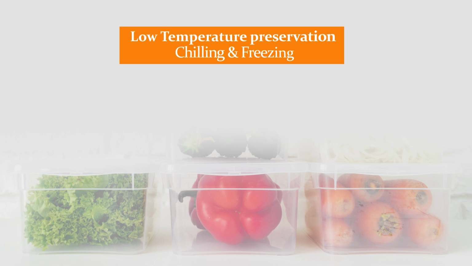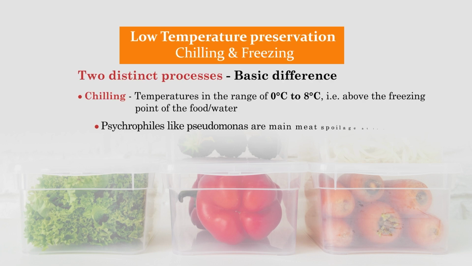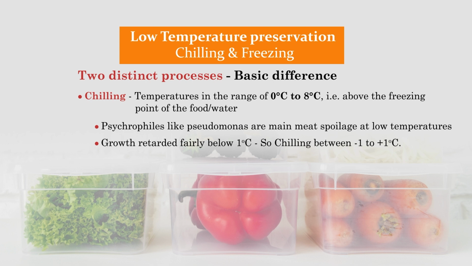Low temperature preservation is mainly, commercially, employed in the form of chilling or freezing. They are two distinct processes. Chilling usually refers to a temperature of 0 to 8 degrees centigrade; 8 degrees centigrade or below we can achieve in domestic refrigerators. Going lower from 8 degrees centigrade, we can go up to almost the freezing point of food, or of water.